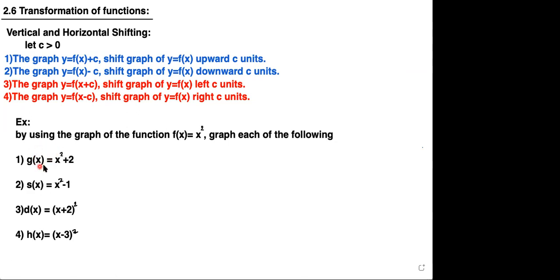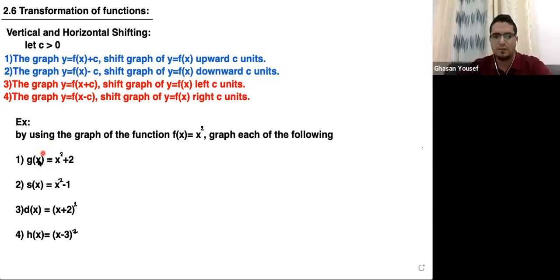How can we graph the first one? Yes. Now my question: how can we graph g of x, this one, x squared plus 2, depending on the original function f of x equals x squared? Any idea how I can graph g of x?